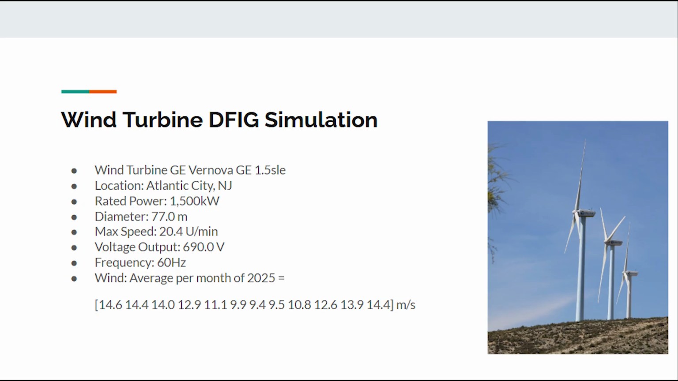For our wind turbine simulation, we will be looking at the GE 1.5 SLE wind turbine. The location we'll be choosing is Atlantic City, New Jersey, with a rated power of 1500 kilowatts, a diameter of 77 meters, a max speed of 20.4, and a voltage output of 690 volts, with a frequency of 60 Hz. For our wind values, we will be looking at the average per month of 2025 for the location of Atlantic City, New Jersey.